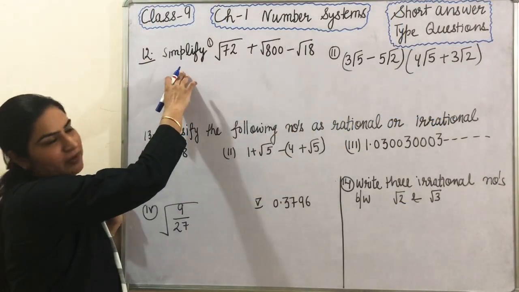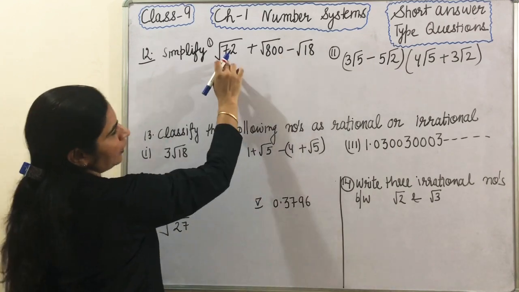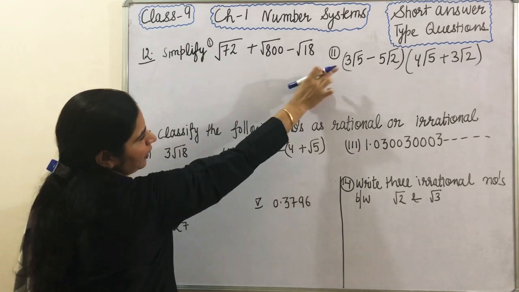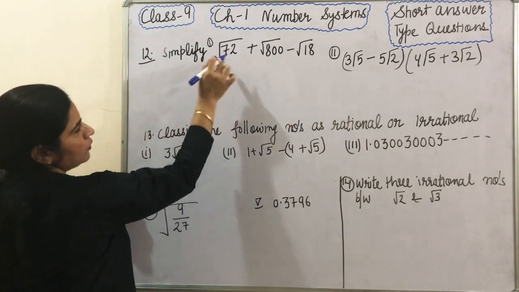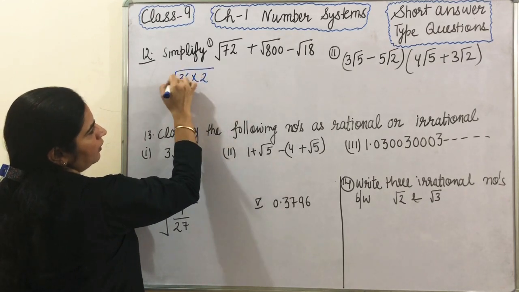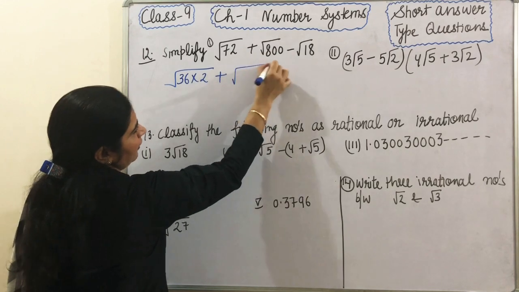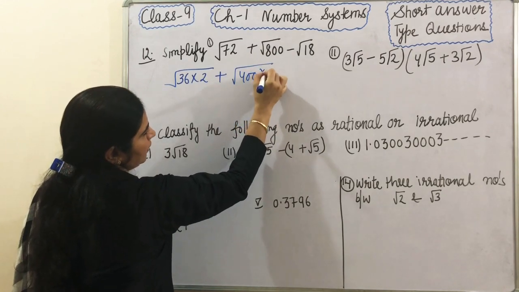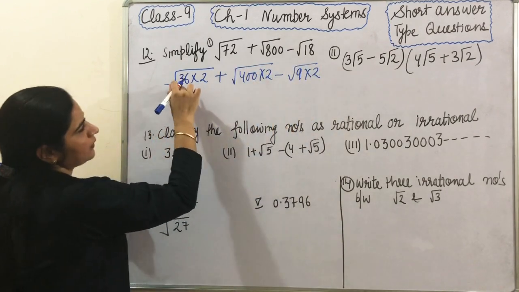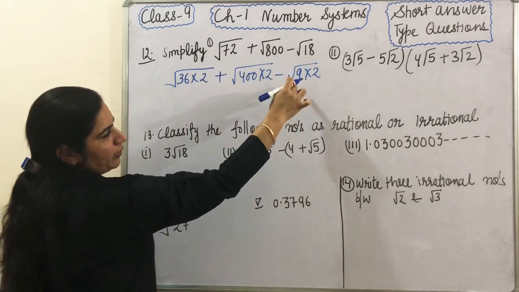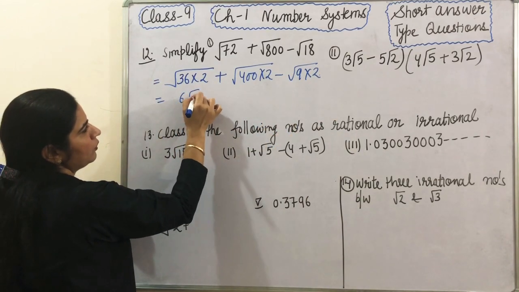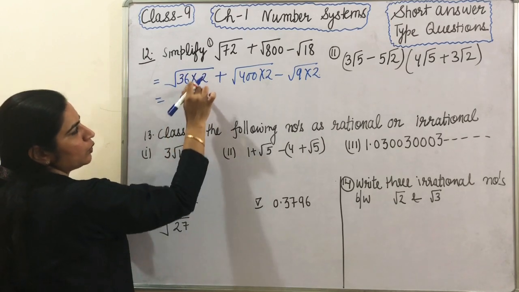Next question is of simplification. We have to simplify root 72 plus root 800 minus root 18. Two parts I have taken of simplification. This root 72 I can write as root of 36 times 2. This root 800 I can write as root of 400 times 2, and root 18 as root of 9 times 2. Because 36 is a perfect square, 400 is a perfect square, 9 is also a perfect square. So I can write this as 6 root 2. Root 36 is 6, root 2 as it is.